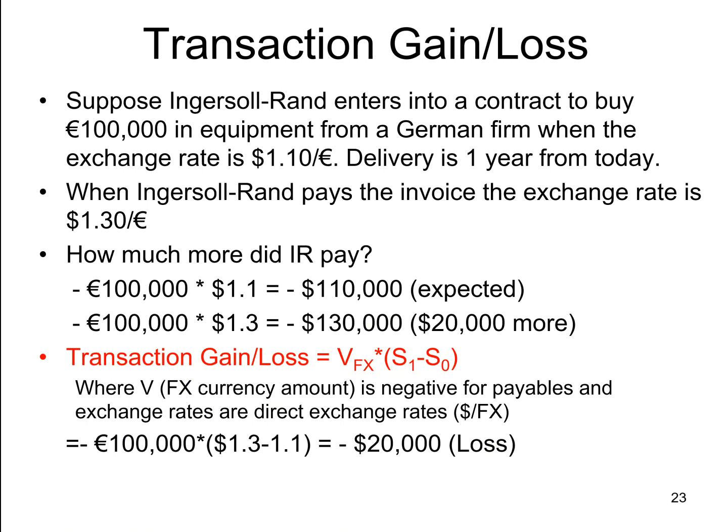So with this little example, suppose Ingersoll Rand, a company, enters into a contract to buy $100,000 in equipment from a German firm when the exchange rate is $1.10 today. However, delivery is 1 year from today. And at that point, they'd have to buy 100,000 euros and get the equipment. Now, when Ingersoll goes to pay the invoice, the exchange rate is $1.30. So the euro appreciated from $1.10 to $1.30.